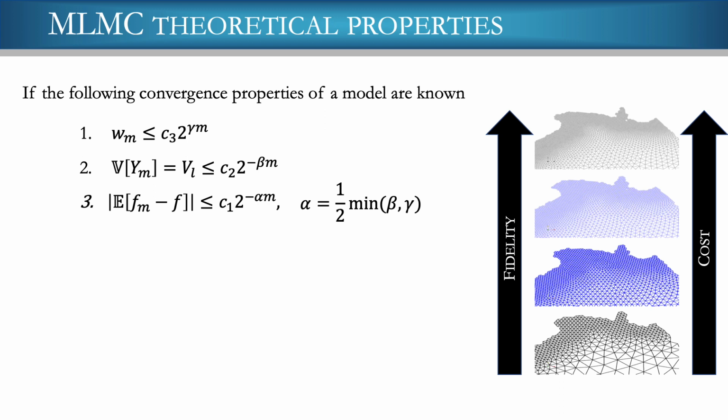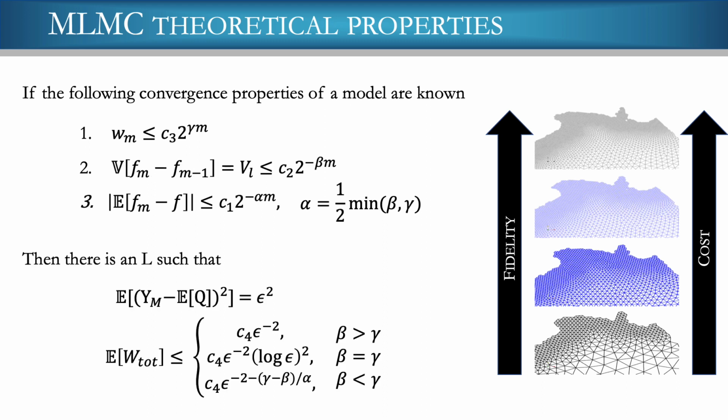Specifically, the cost of evaluating model M once increases at a rate proportional to 2 to the power of m times gamma. Secondly, the variance of the difference between models decays at a rate proportional to 2 to the power of m times beta. And third, the magnitude of the bias of the model M decays at a rate proportional to 2 to the power of m times a half times the minimum of gamma and beta. If these conditions hold, then the expected computational budget needed to achieve the desired variance is bounded above by 3 cases. The relevant case depends on the relative values of gamma and beta.